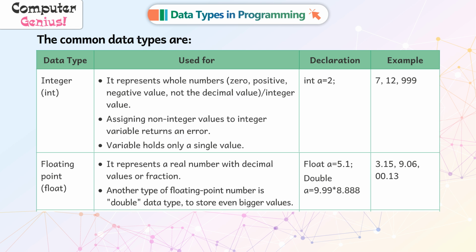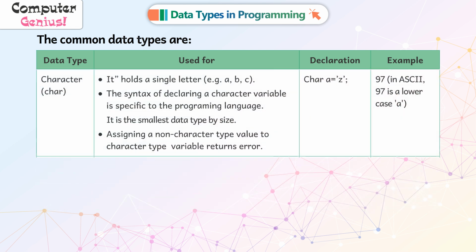Floating point, float. It represents a real number with decimal values or fractions. Another type of floating point number is the double data type, which stores even bigger values. Float a equals 5.1; double a equals 9.99 multiplied by 8.888. Examples: 3.15, 9.06, 0.13.